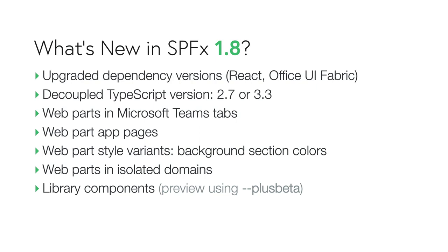There's also a really exciting feature that hopefully is going to be released fairly soon in a new update. It's currently in preview, so you can only use it when you run the Yeoman generator with a plus beta flag, but it's called library components. We'll talk a little bit about what those are, but it's a pretty exciting feature you'll be able to use in conjunction with the SharePoint Framework solutions that you're building.